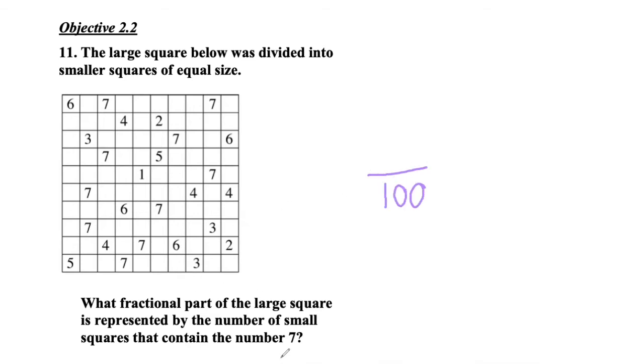So we need to see how many of these smaller squares contain the number 7. So 1, 2, 3, 4, 5, 6, 7, 8, 9, 10. So this will be 10 over 100 or 1 over 10. I'm going to scroll down so you can see the answer choices.